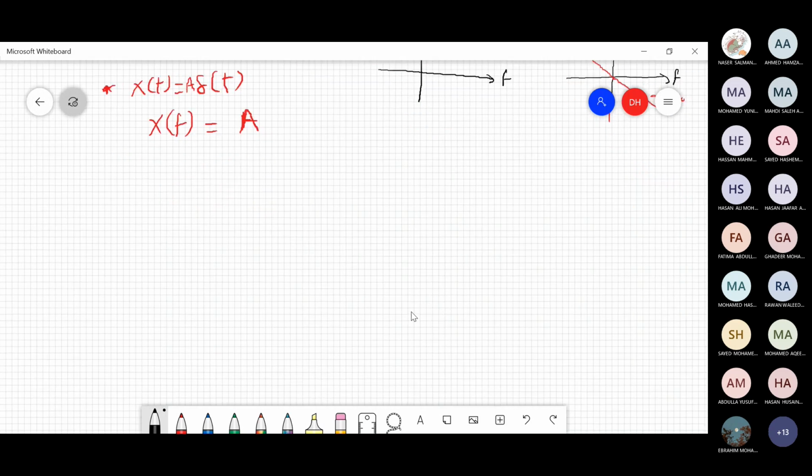Okay, e to the power of j omega naught t. So if x of t equals this, we want to find x of f, or x of omega, whichever you want to call it.